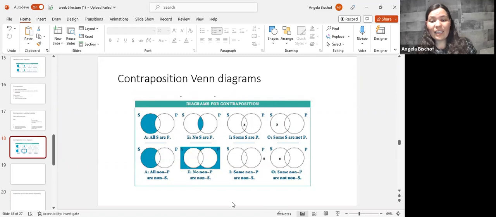All right, so this E and this I, a little bit more complicated. If you have other questions about it, please let me know.